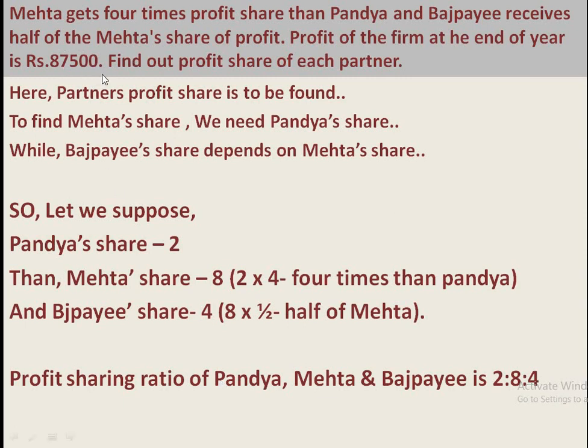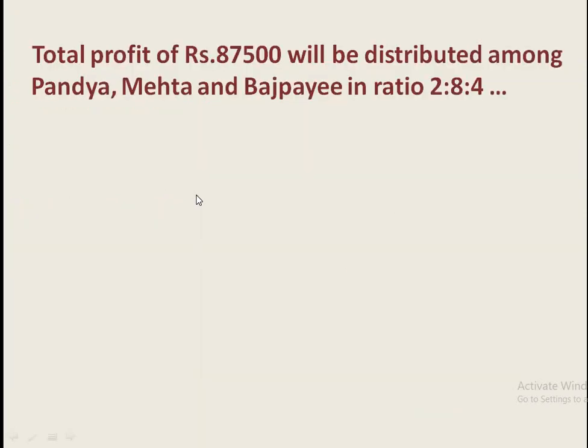Total profit is 87,500, so we should distribute this 87,500. How? Just check this slide. The total profit of 87,500 will be distributed among Pandya, Mehta and Bajpayee in the ratio of 2 is to 8 is to 4.